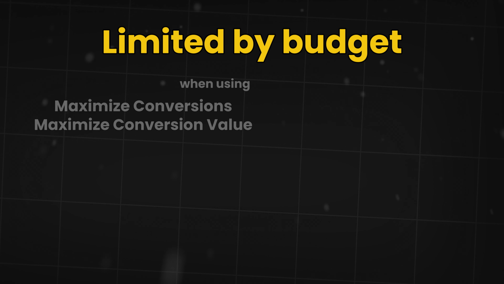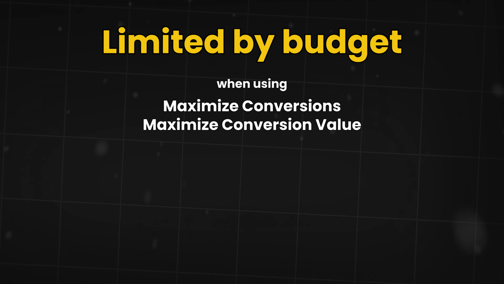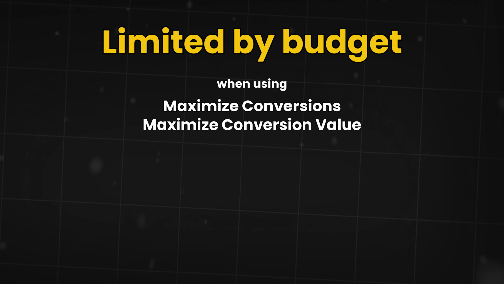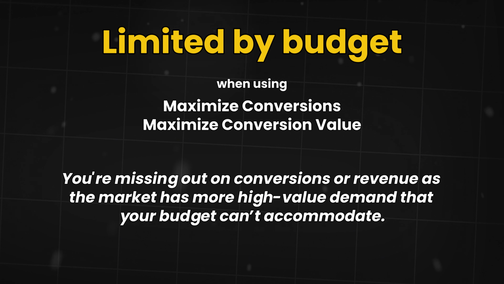So first, when you're using maximize conversions or maximize conversion value bidding strategies, and you see the limited by budget status, Google is trying to tell you, and this is a direct quote from one of our Google Ads account reps, you are missing out on conversions or revenue as the market has more high-value demand that your budget can't accommodate. But there is a catch here.